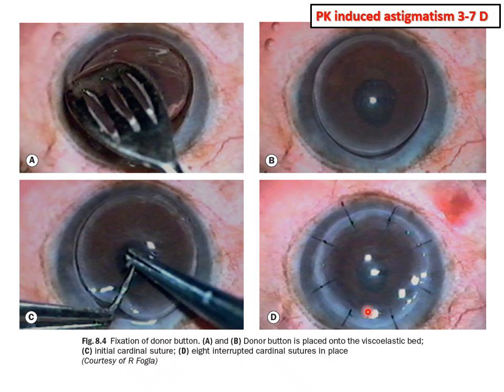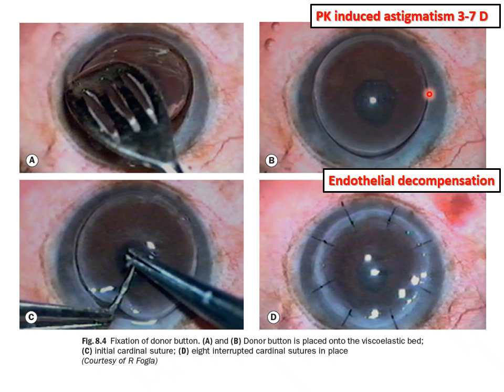We know that when we do SICS, or ECCE rather, and ICCE, we talked about those surgeries in earlier lectures. We saw how much astigmatism these surgeries were inducing. And look at the number of sutures here in penetrating keratoplasty. So the astigmatism is in the range of 3 to 7 diopters.